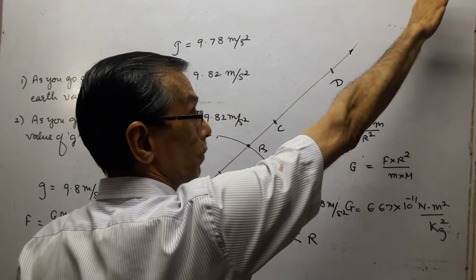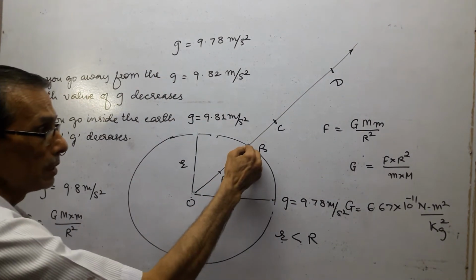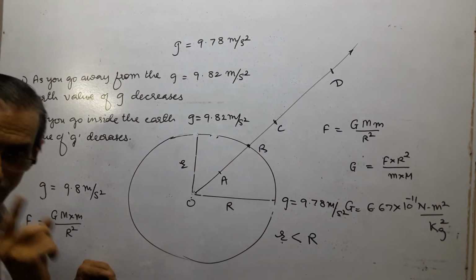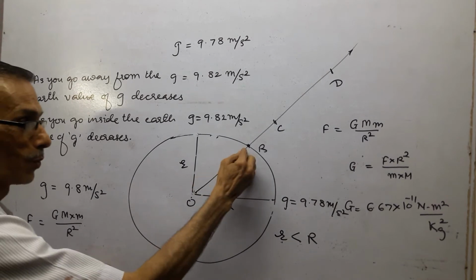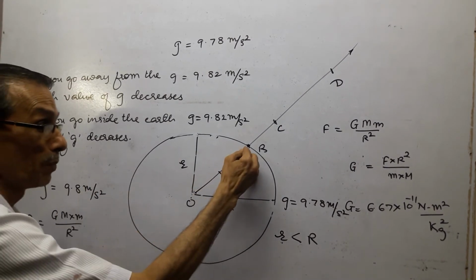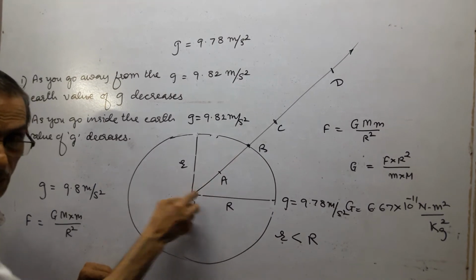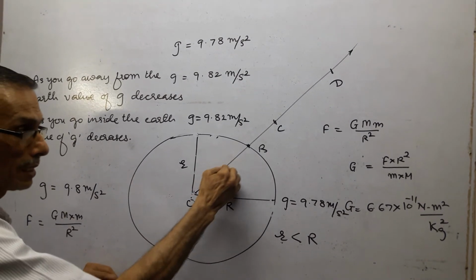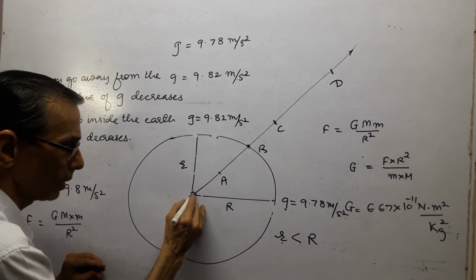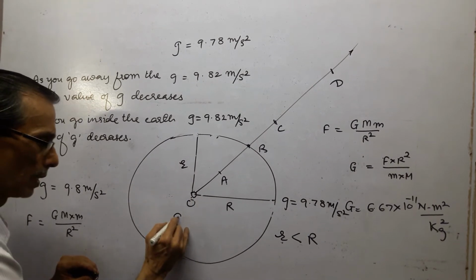At infinity, it will be nearly zero. And as you go inside the Earth, the value of g also decreases. Take note that one may think the value of g may be increasing as you go towards the center, but no, the value of g decreases. And at the center of the Earth, the value of g is 0.